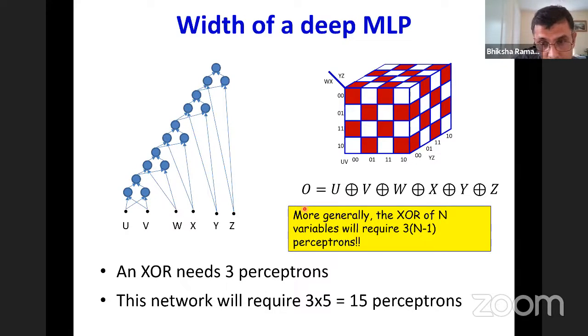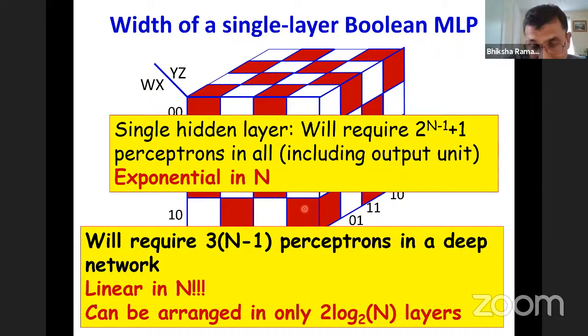So this will require 15 perceptrons. Now, you may not see the difference too much, but if you scale it up to n variables, you basically only need 3 perceptrons per XOR. You need 1 XOR per variable, but you don't need an XOR for the first variable. So you need 3 times n minus 1 perceptrons. And you can see that if I just use a single hidden layer, this is going to require 2 raised to n minus 1 plus 1 perceptrons, because you need the final output neuron. The number of neurons that you will require to represent this function using a single hidden layer is exponential in n.